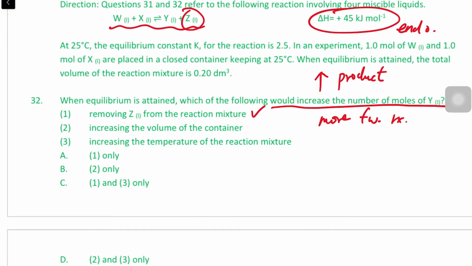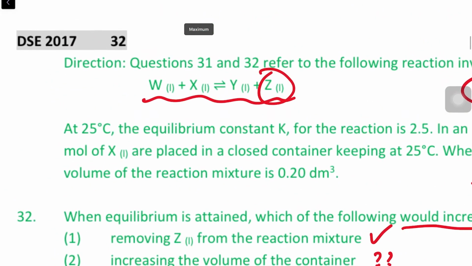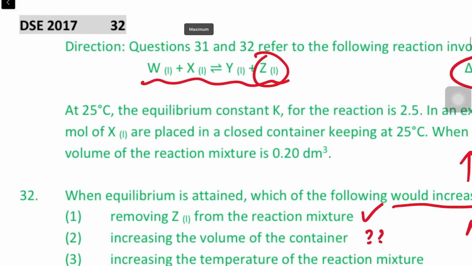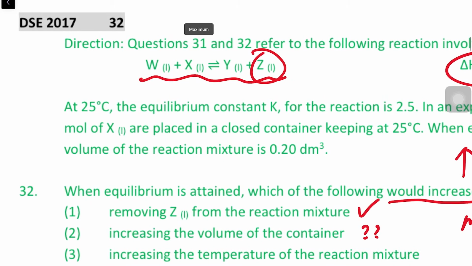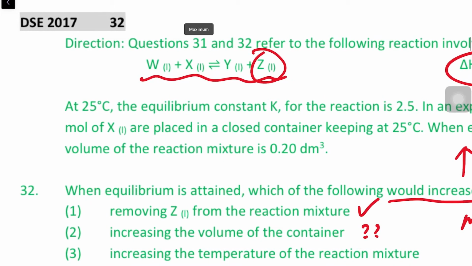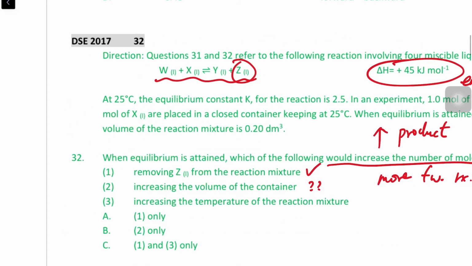Two, increase the volume of the container. Okay, now here is the second trick. We have no idea what the volume is. So what we should do is, first, you can study this equation. Both the left hand side and right hand side have the same number of moles of gas. Okay, so changing the volume shouldn't have any significant change on the equilibrium position.